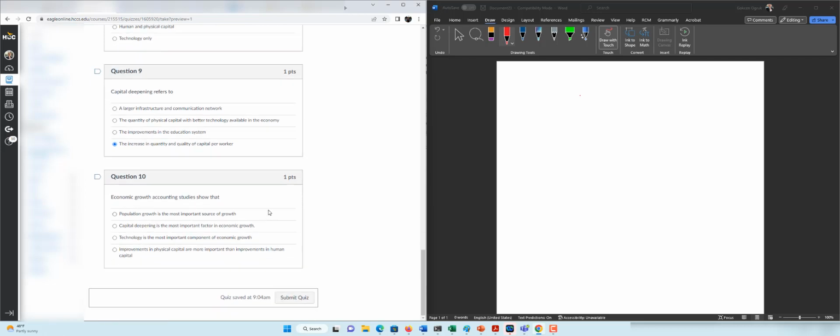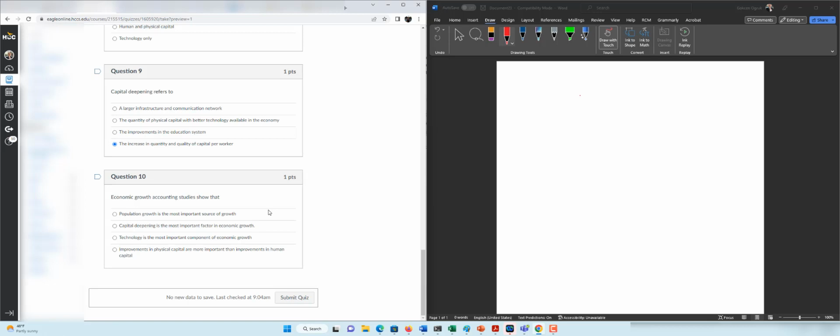Question number 10. Economic growth accounting studies show that, the first one, population growth is the most important source of growth. That's not correct. Technology is the most important source of growth. Capital deepening is the most important factor in economic growth. That's not correct either, because capital deepening has diminishing returns.